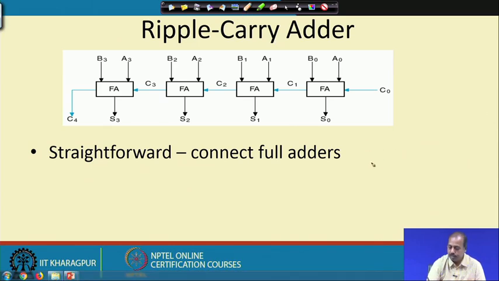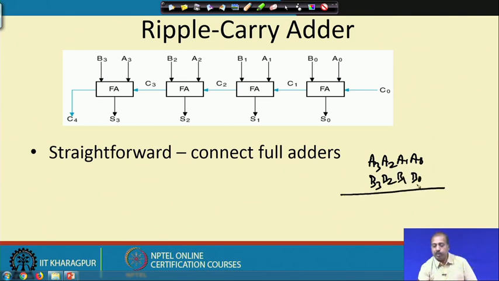So, basically I am interested to do this addition: this bit pattern A3, A2, A1, A0, I want to add with B3, B2, B1, B0. And there may be some previous carry coming in. That is the carry input, and if this carry is not there, then we can set C0 equal to 0, if there is no carry coming from the previous stage, that is, the carry coming from the input side.